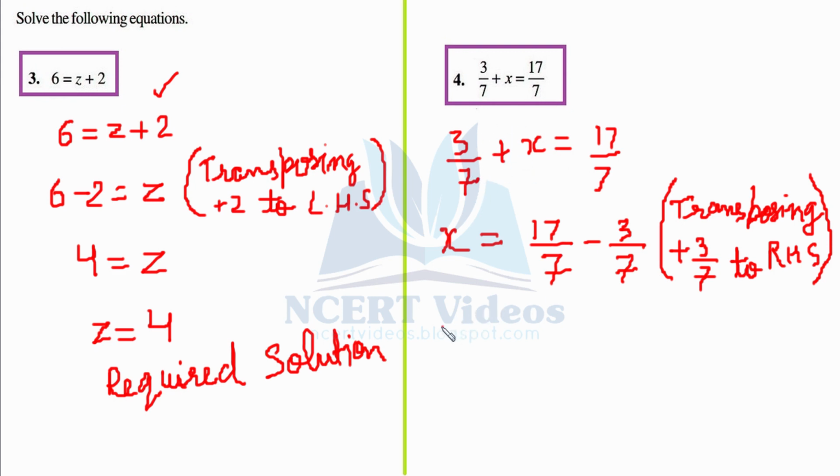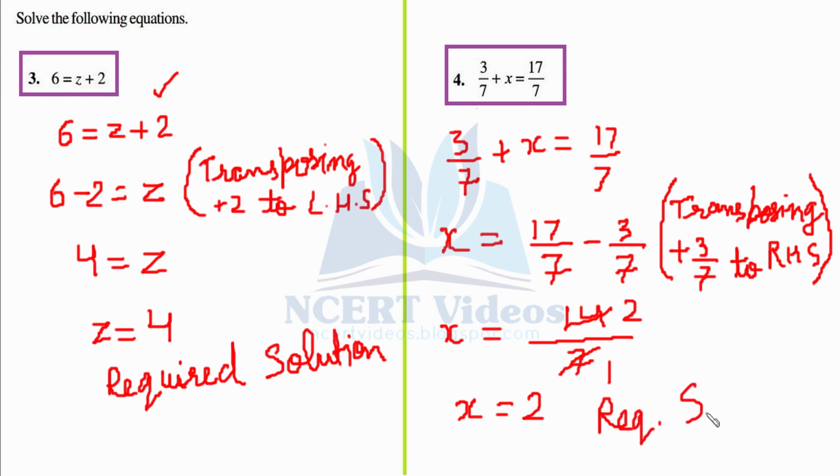Now we further solve it. We have separated x. Here the denominators are the same, so we do not have to take the LCM. Write the denominator as it is and subtract. 17 minus 3 would give you 14. So 14, we have a cancelling opportunity. 1 7 is 7, 2 7s are 14. So the required solution is 2. That is your required solution. Again, if you want to check it, it is good practice to check.